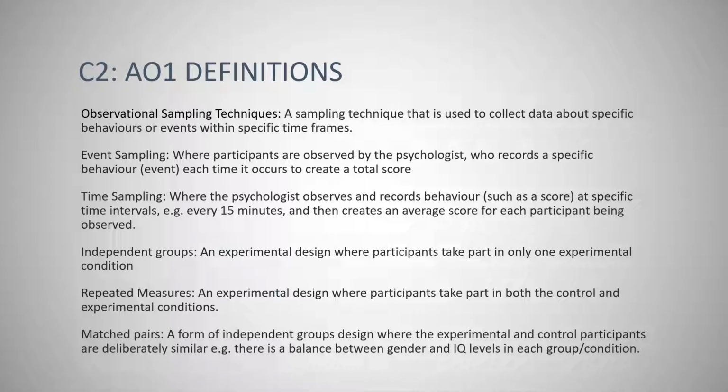Independent groups is an experimental design where participants take part in only one experimental condition. Repeated measures is an experimental design where participants take part in both the control and experimental conditions. Matched pairs design is a form of independent groups design where the experimental and control participants are deliberately similar. For example, there is a balance between gender and IQ levels in each group or condition.